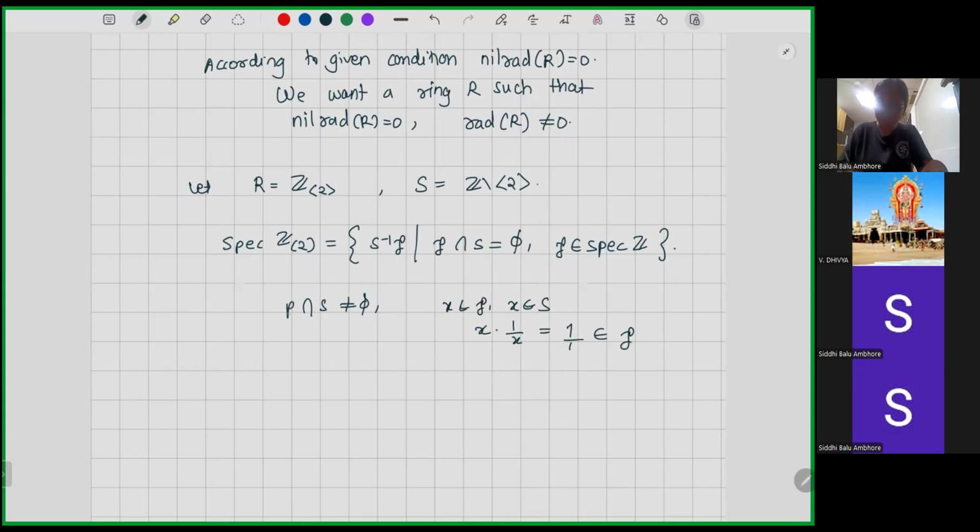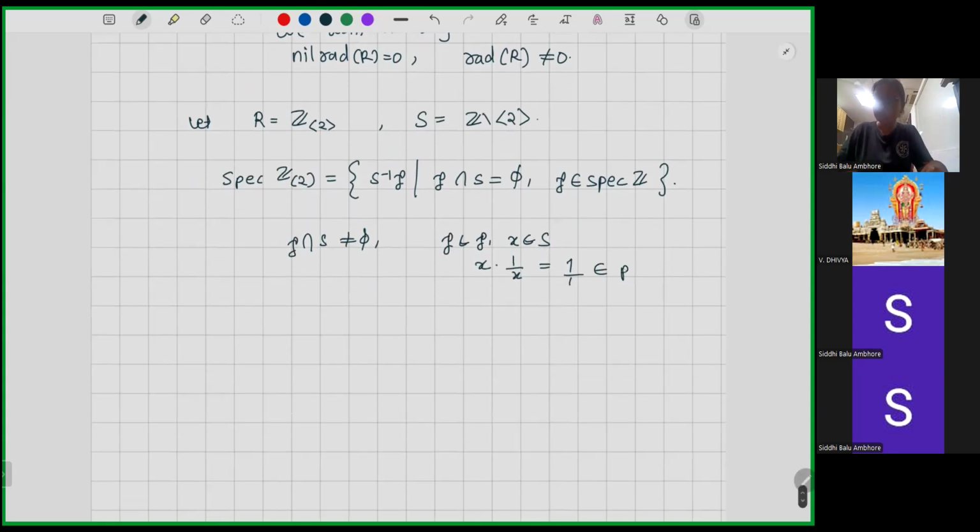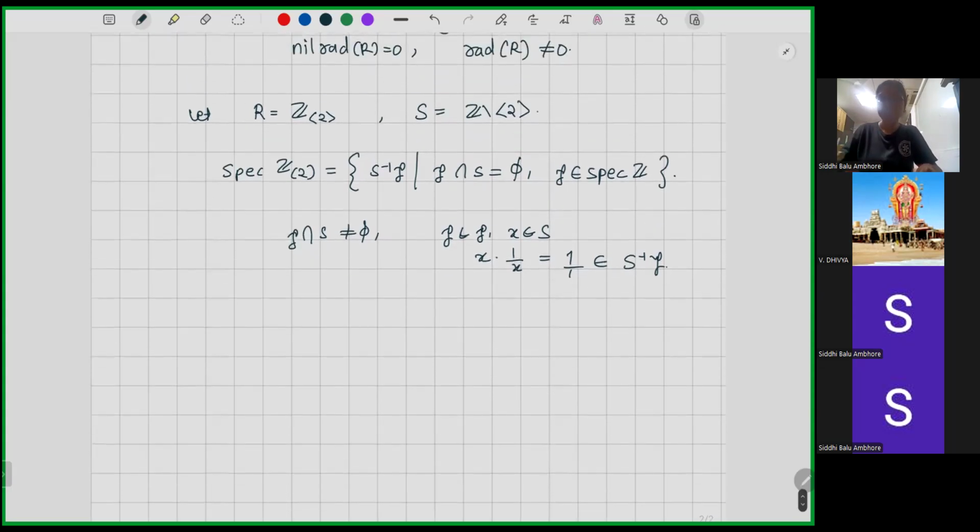No, P was correct actually. Okay, so this will belong to this S inverse P, and it will make it a whole ring. So that's why when we take prime ideals in the localized ring with respect to a certain multiplicative set S, the prime ideals are those which do not intersect with that S. Okay, so therefore this is the prime ideal.